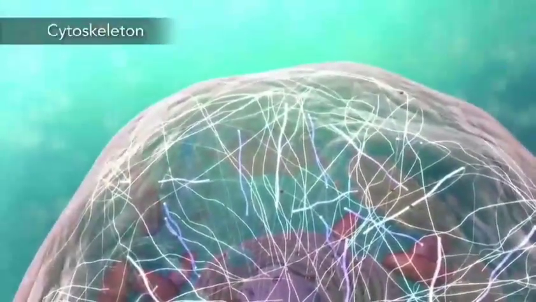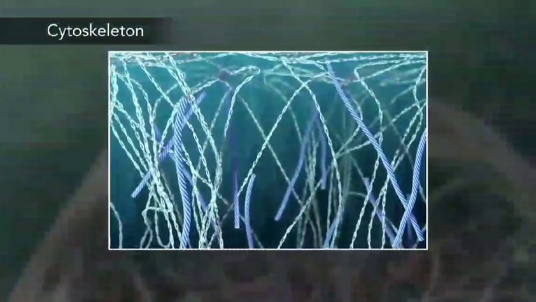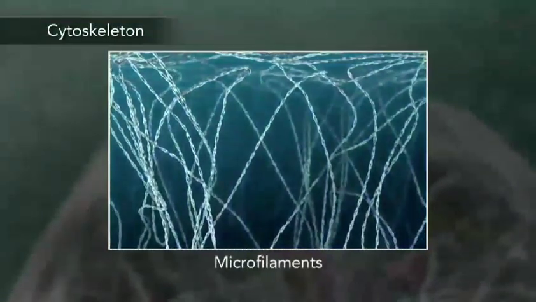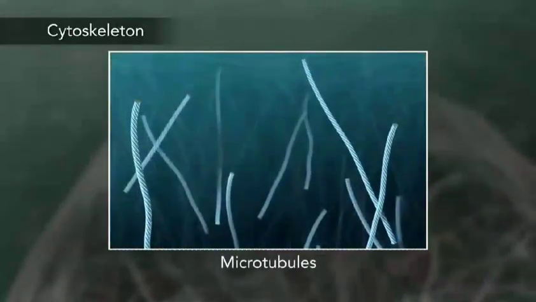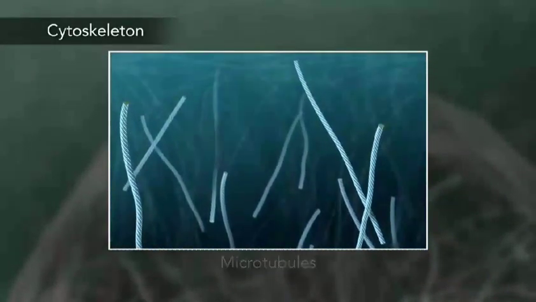The cytoskeleton is a structure that helps cells maintain their shape, and it also provides internal organization and mechanical support to carry out essential functions like division and movement.